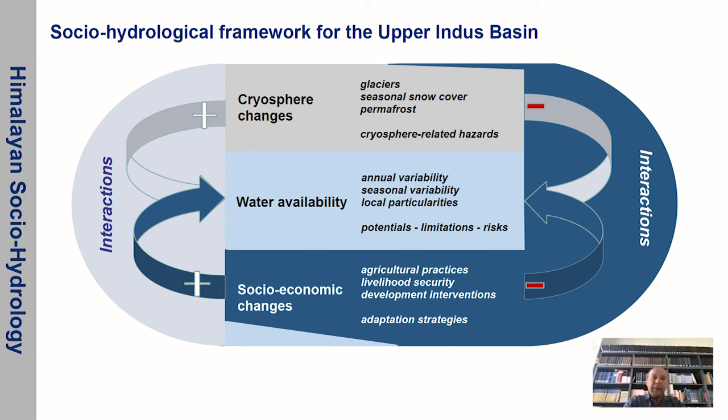And the third dimension deals with the socioeconomic changes. What are the agricultural practices? How do they change over time? What is the role of, for example, irrigated agriculture for livelihood security? And what are external development interventions by the states or by non-governmental organizations, and what do all these aspects have to do with the adaptation strategies?